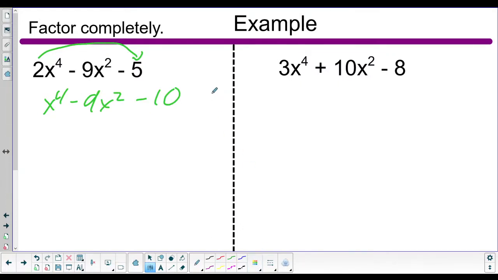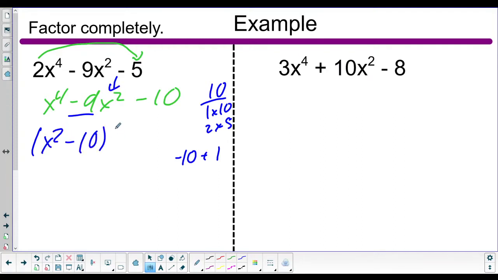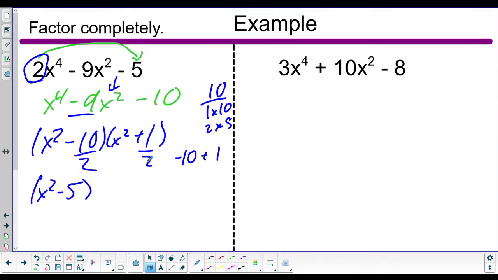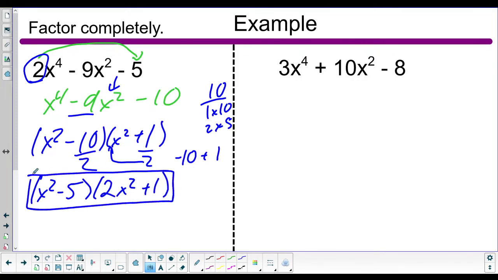So the factors of 10 are 1 times 10 and 2 times 5. To make a negative 9, we're going to use negative 10 and positive 1. So this is going to be, what's in the middle? x squared minus 10 and x squared plus 1. Now we need to remember to divide by the original a term. So divide by 2, divide by 2. 2 goes into negative 10 negative 5 times. 2 doesn't go into 1, so we move it in front of the x squared. So we have 2x squared plus 1, and then this is our factored answer.